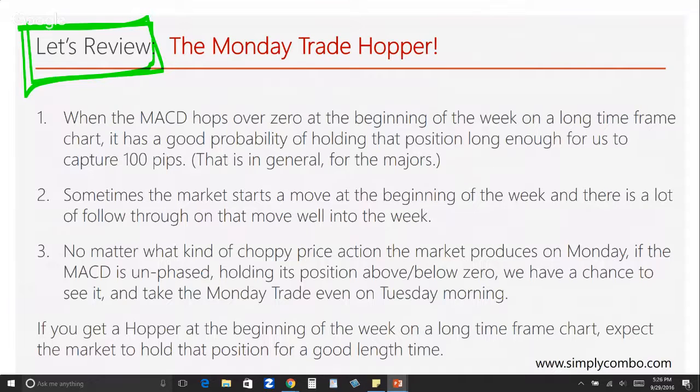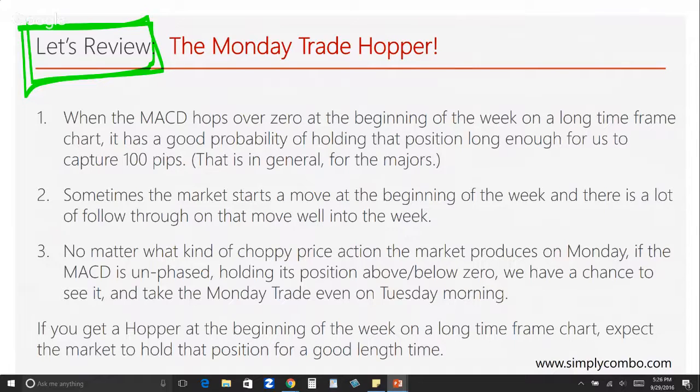We'll start with the Monday trade hopper. When the MACD hops over 0 at the beginning of a week on a long time frame chart, it has a good probability of holding that position long enough for us to capture 100 pips. That is in general for the majors, and that is in general the conservative target when we get a hopper at the beginning of the week. I call it a Monday trade.